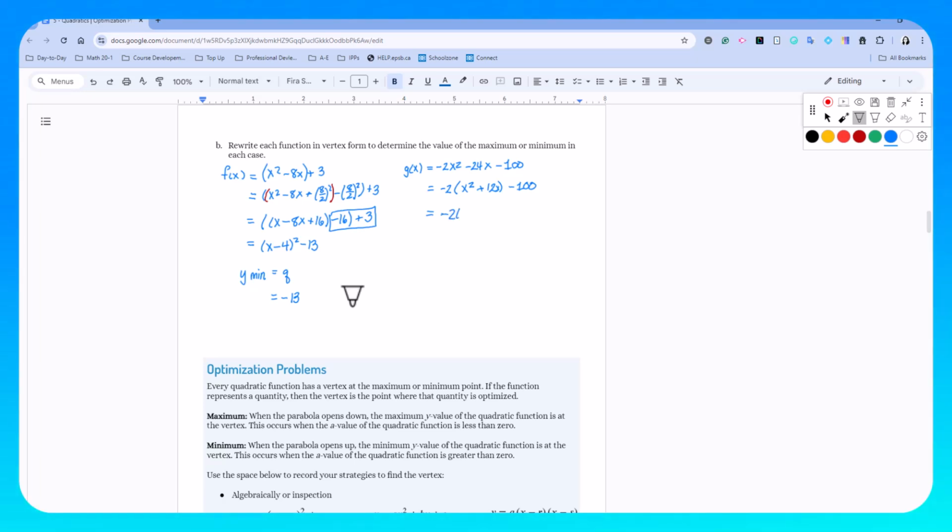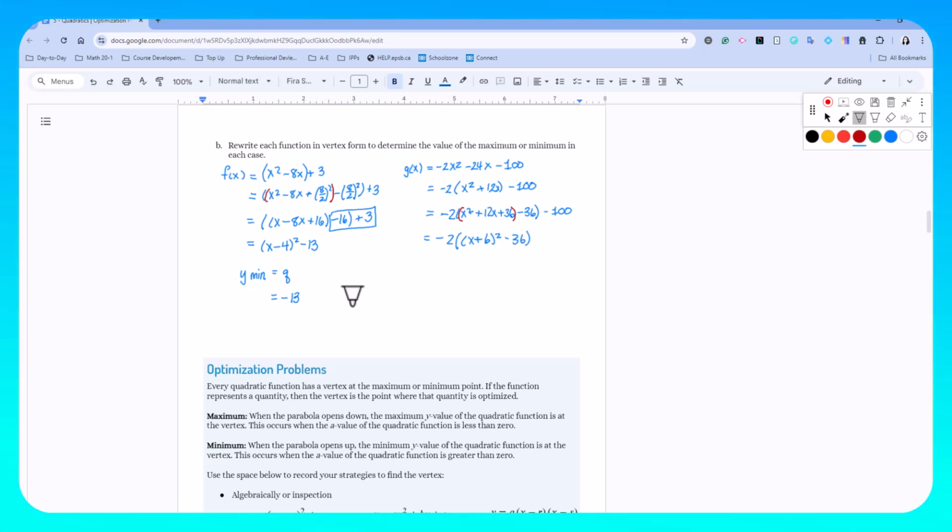So again, we're going to take half of the b value, square it. And we have to add and subtract inside the brackets. Well, 12 divided by 2 is 6, and 6 squared is 36. So we're going to add 36, and we're going to subtract 36. But remember, inside the brackets, because we got that negative 2 out front, I'm going to bracket off my perfect square trinomial, and then I'm going to distribute the negative 2 in after I make that look like this. So I'm going to go x plus 6 squared minus 36.